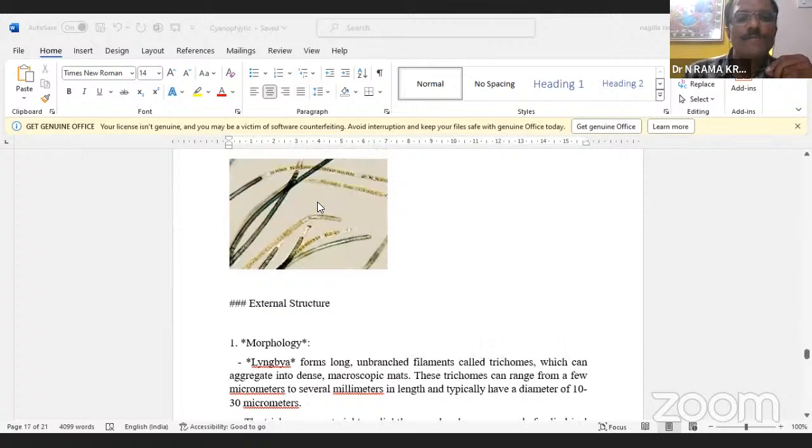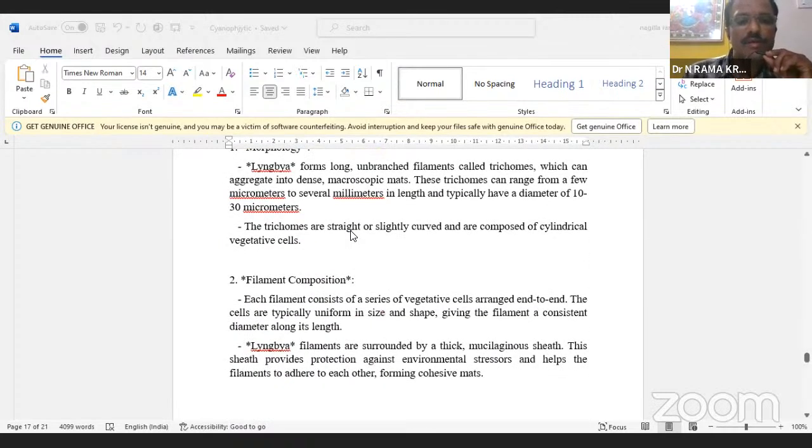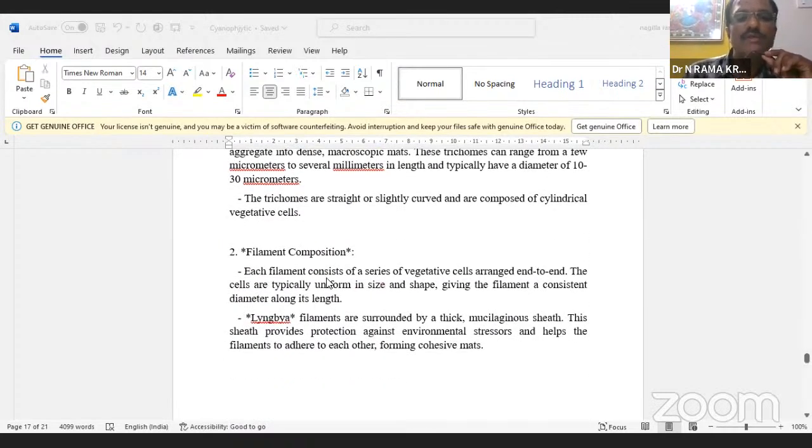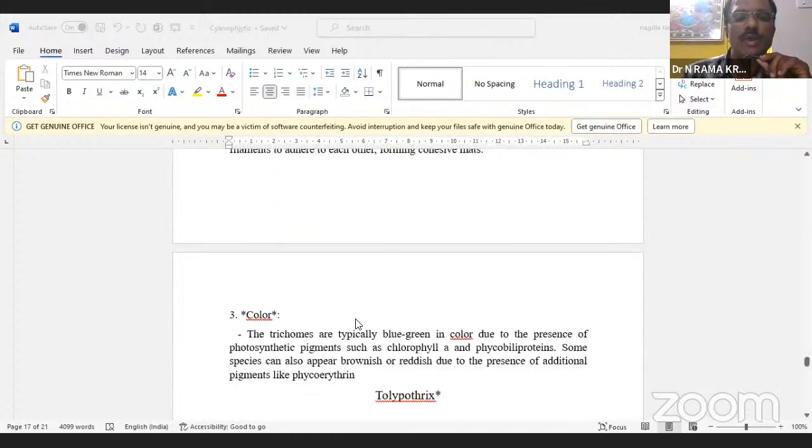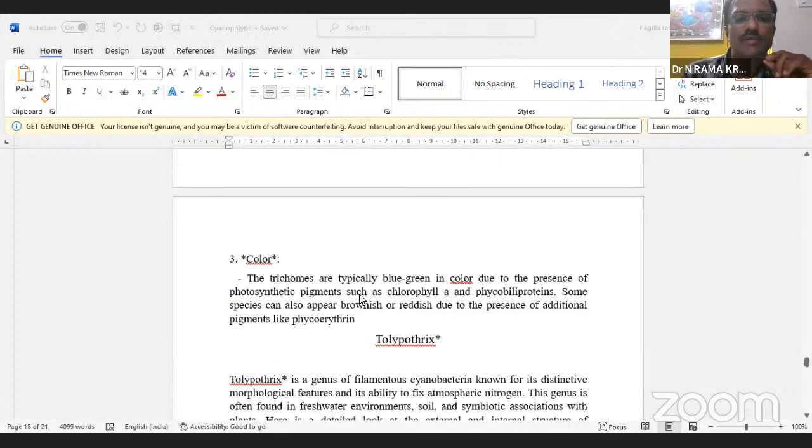See now, here this is Lyngbya plant. Each filament consists of vegetative cells. Whatever you have completed before, the same type of structure you are looking at in this one, that is Lyngbya. Next, the reproduction system is the same: vegetative and asexual, meaning hormogonia and akinetes, and heterocysts also you are looking at in this one. So this is Lyngbya.